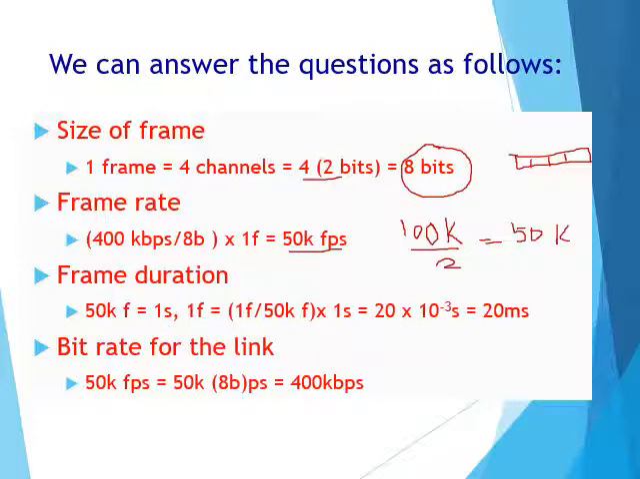Okay, so frame duration. Frame duration: how long does it take to transmit a frame? So 50k per second. How long does it take to transmit one frame? So 1 divided by 50k. The answer is 20 microseconds. 1 divided by 50k. This is micro, not milli.